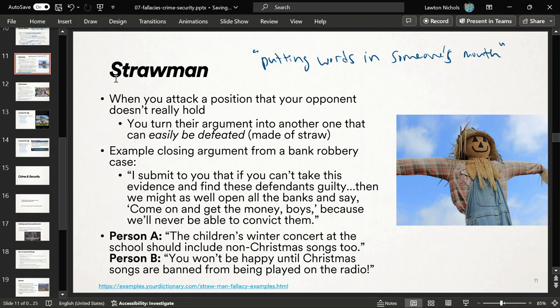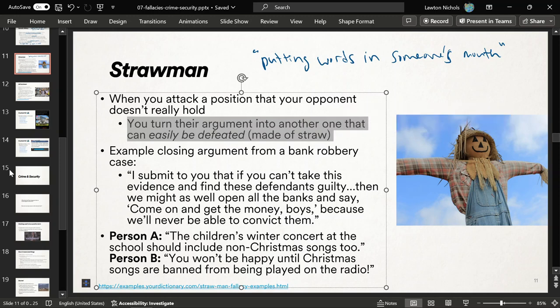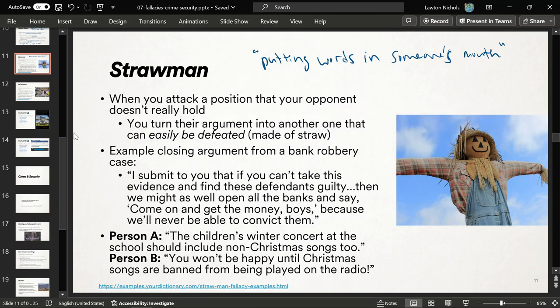So the straw man fallacy is when you have an argument that is attacking a position that your opponent doesn't actually hold. Interesting. And the reason you're attacking this false position is because it's really easy to knock that one down. You turn their maybe good argument into some other one that is made of straw, right? That's why it's a straw man argument. You can knock down a straw man pretty easily, right? Not a real person.